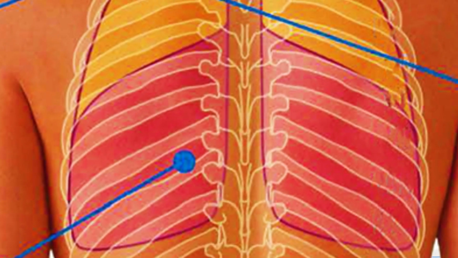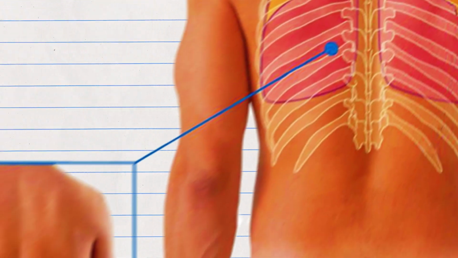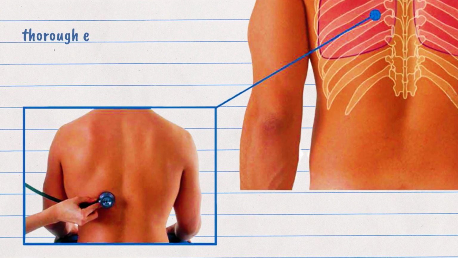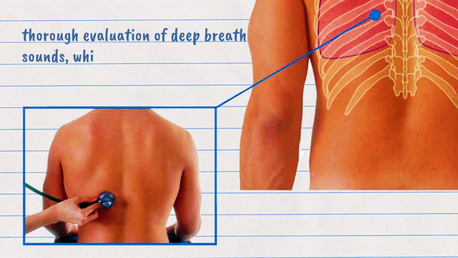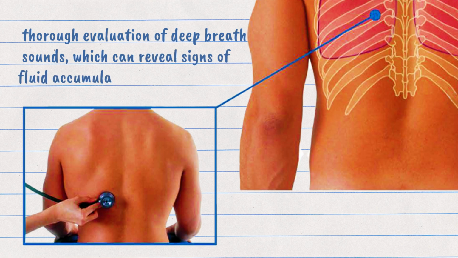3. Inferior lobe of the left lung. Position the stethoscope on the lower back near the rib cage's base on the left side. This ensures thorough evaluation of deep breath sounds, which can reveal signs of fluid accumulation, lung consolidation, or obstructive conditions.